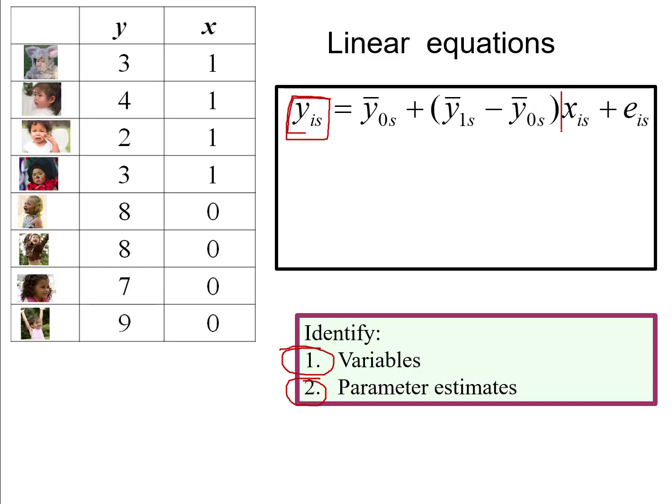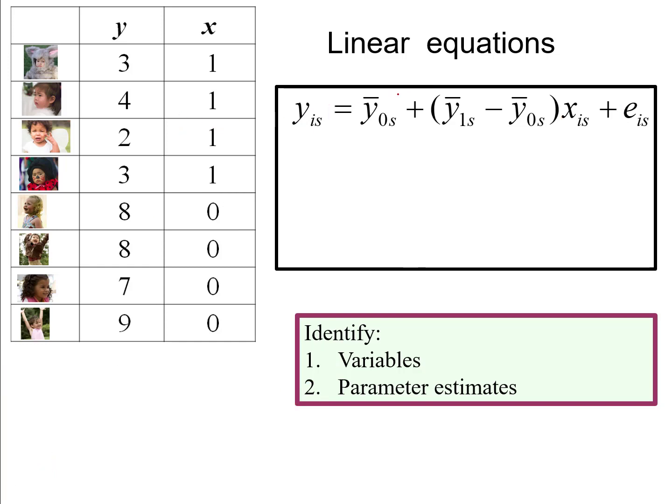And then x_is. People can have different scores. It's either going to be a 1 or a 0. In this case there are only two options, but people can have different scores on x, and so x is a variable. And then we have our error. As we'll see, this is actually how far people deviate from their predicted value, that is, how far they deviate from their group mean in this case. So we've got three variables, y_is, x_is, and e_is. Every variable has the subscript is, and every variable is something that can potentially differ between the different cases in the sample. So if those are the variables, what are the parameter estimates?